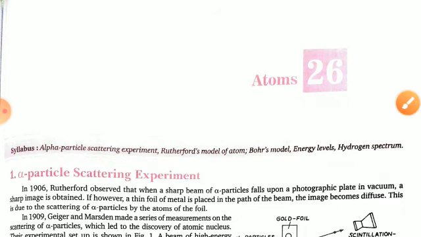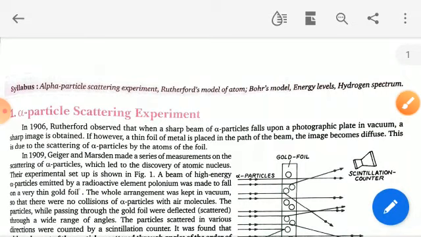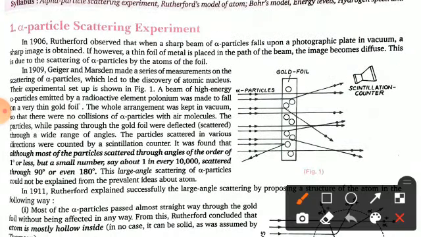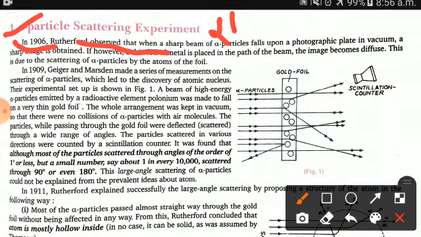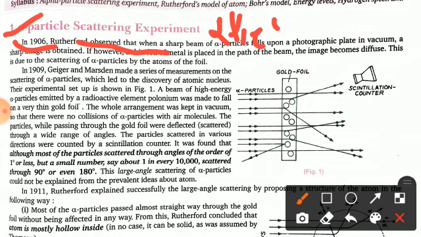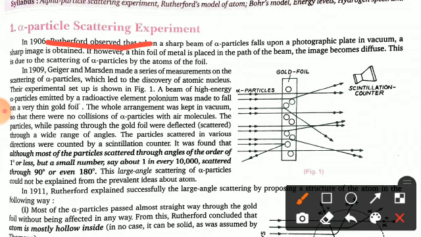So first, the alpha particle scattering experiment. This is the first topic. In 1906, Rutherford observed that when a sharp beam of alpha particles falls upon photographic plates in vacuum, a sharp image is obtained. What is the alpha particle? It is 2He4.